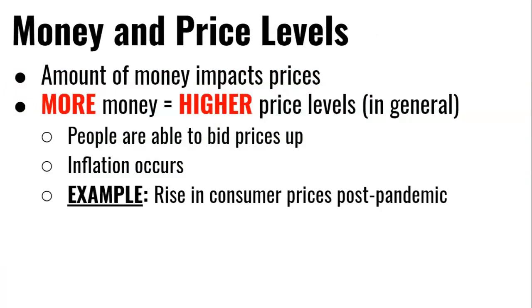Now, how does money affect the price level? Well, it's pretty simple. The more money you have in the economy, the higher the price levels. The more you add to the economy, the more resources people have to bid up the price of goods. And when they have more resources available to them to bid up the price, the price of goods will go up.